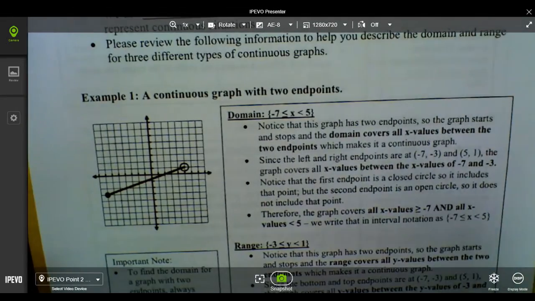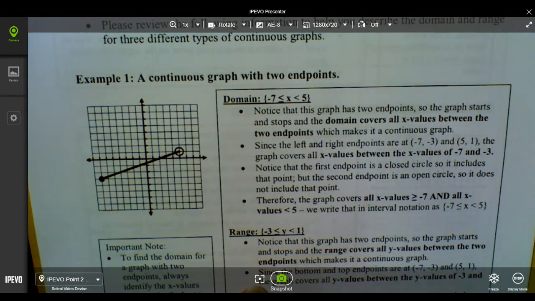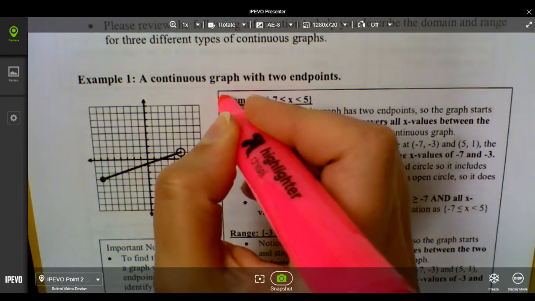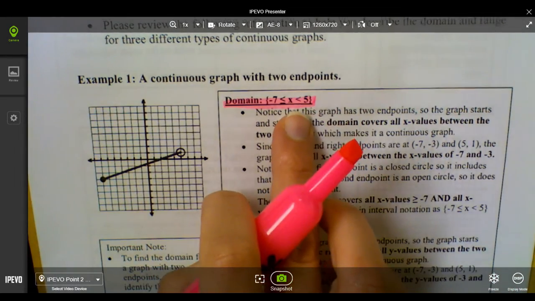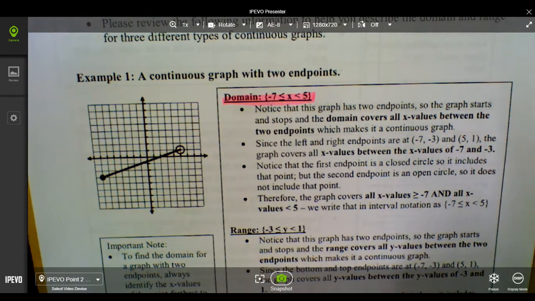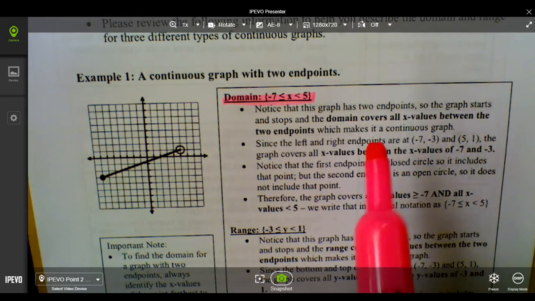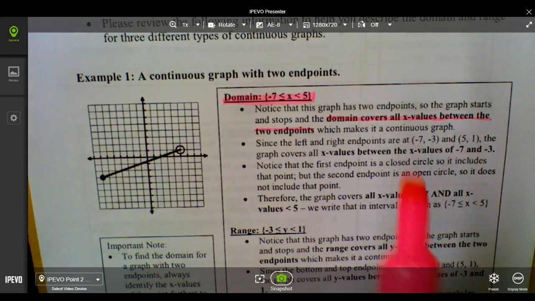So let's just talk about this problem down here. What I really want you to do, so these ones, they're giving you what the answer is. So the domain is -7 to 5. And this is how exactly we're going to write it. We're going to talk about a couple of different things in here. So one, this is kind of what we did in class. Remember, the domain is covering all the x values between the two endpoints.